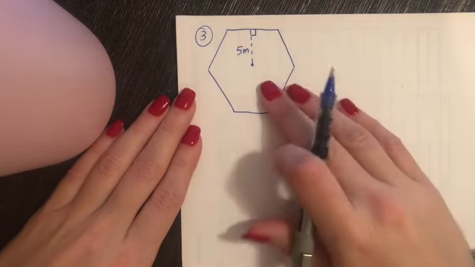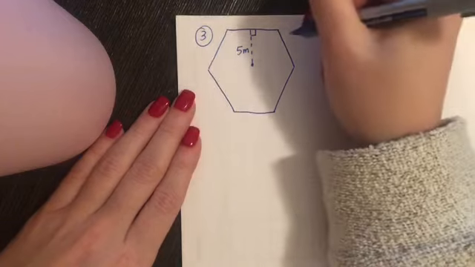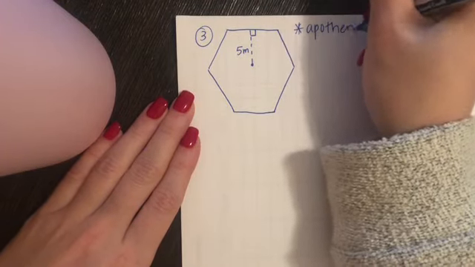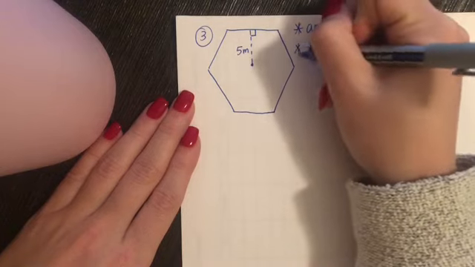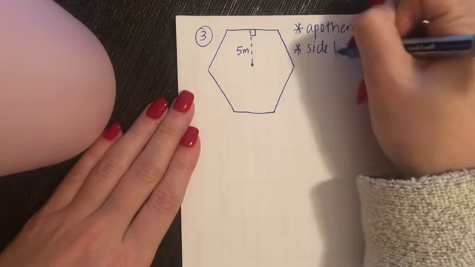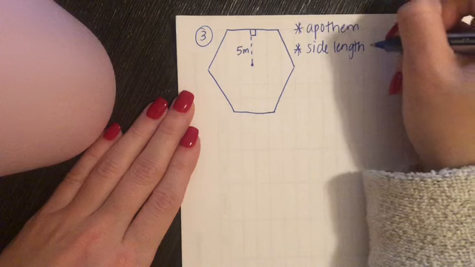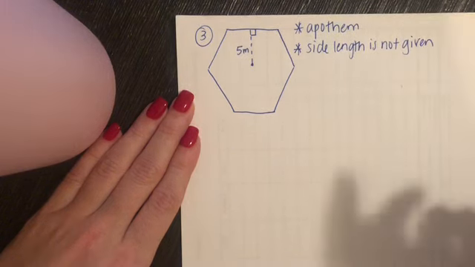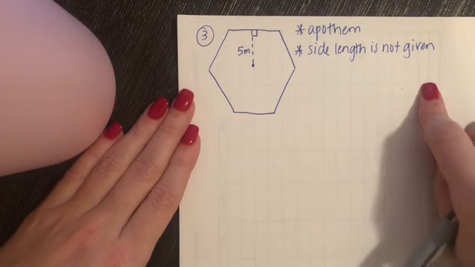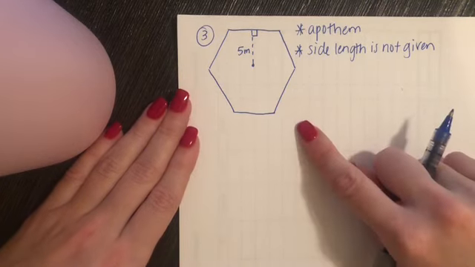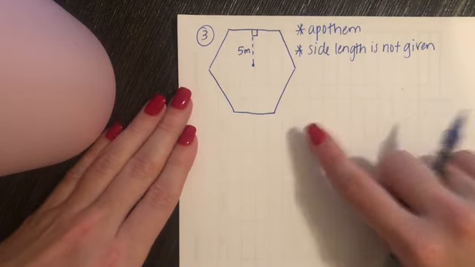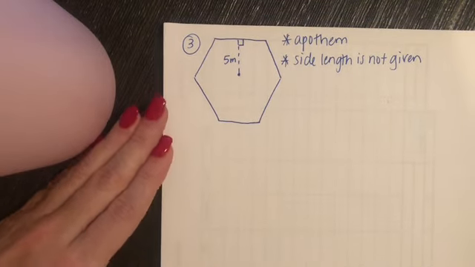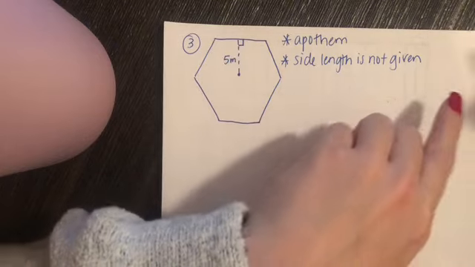Okay, class, so this example is different because the apothem is given, but the side length is not given. And this is challenging because we need to know the perimeter in order to calculate the area of this polygon. Okay, well, what we're going to do is use our knowledge of right triangles to help us solve for the missing side length.